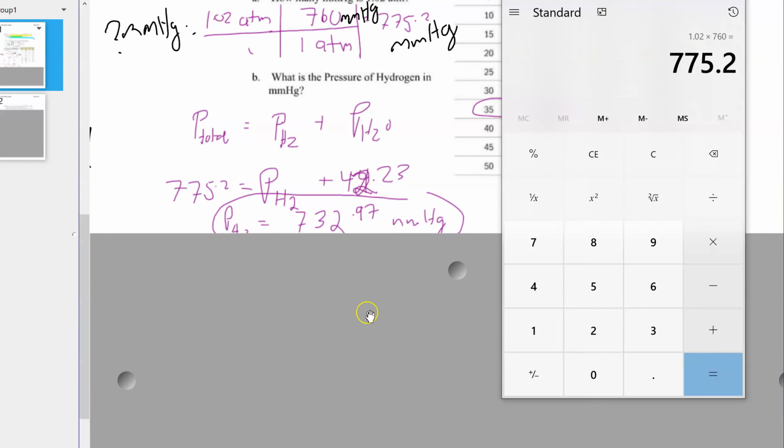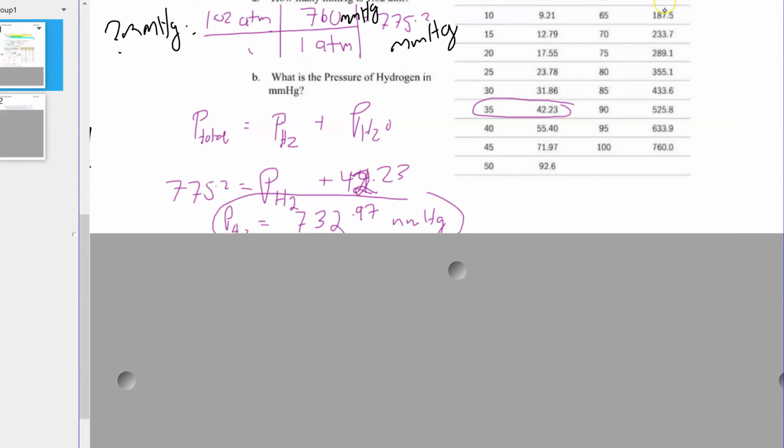So how do we find what's missing? Well, we just subtract that over. So 775.2 minus 42.23. And we get 732.97.